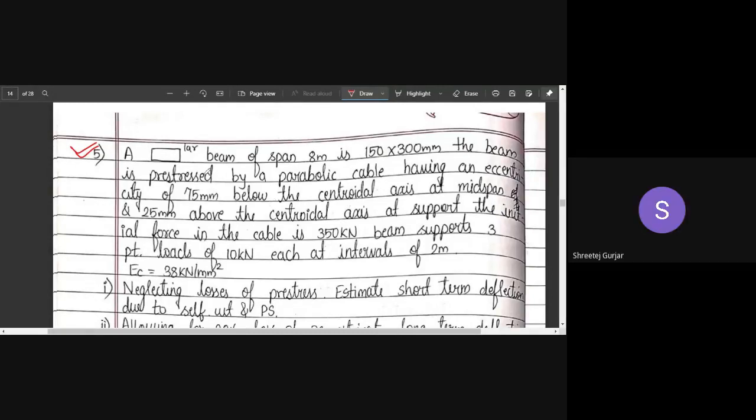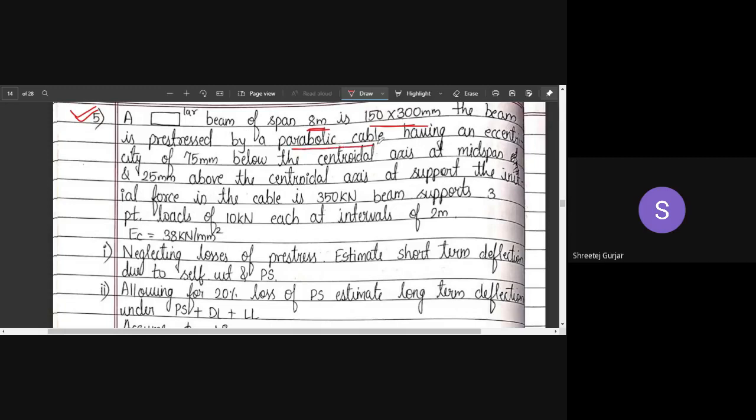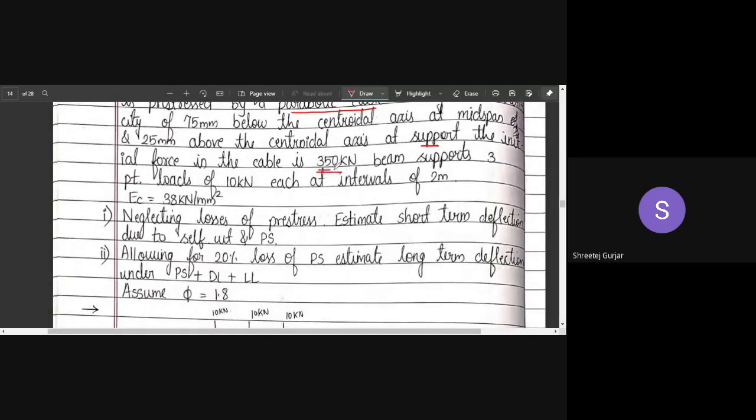It is a rectangular beam of span 8 meters. The span and cross section are given, and it is pre-stressed by a parabolic cable with an eccentricity of 75 mm below the centroidal axis at midspan, and 25 mm above the centroidal axis at the support. The pre-stressing force P is given. The beam supports 3 point loads of 10 kilonewton each at intervals of 2 meters.